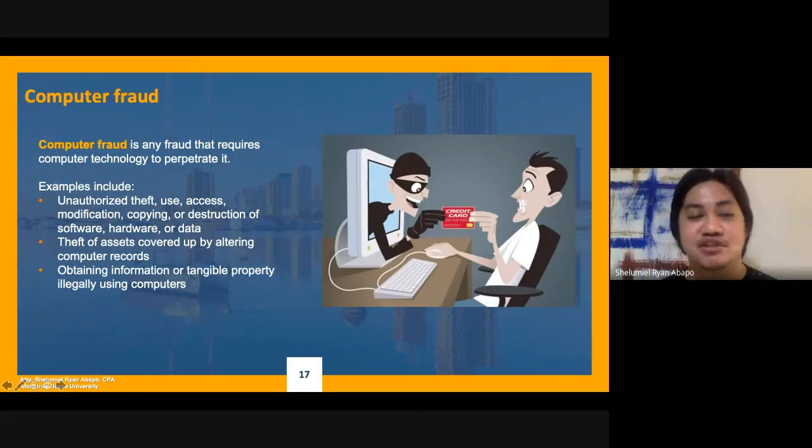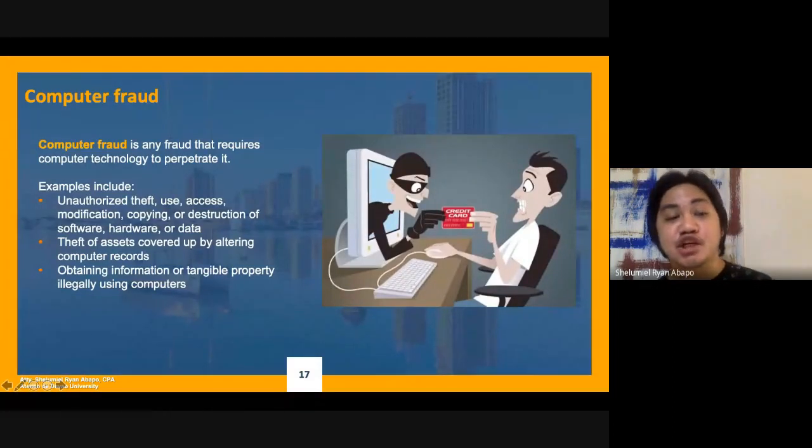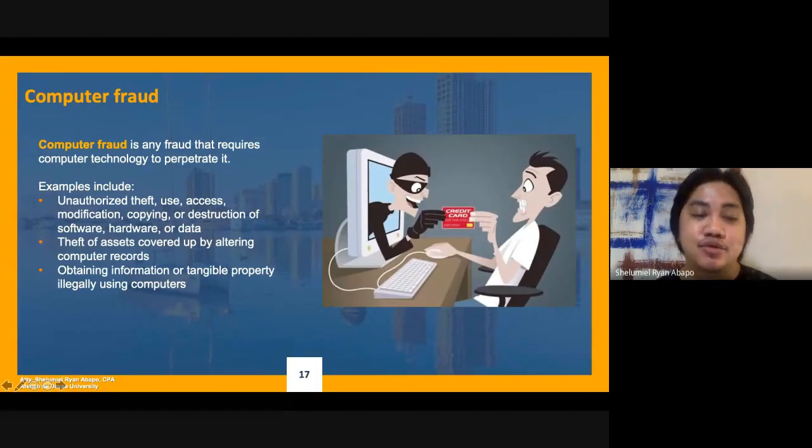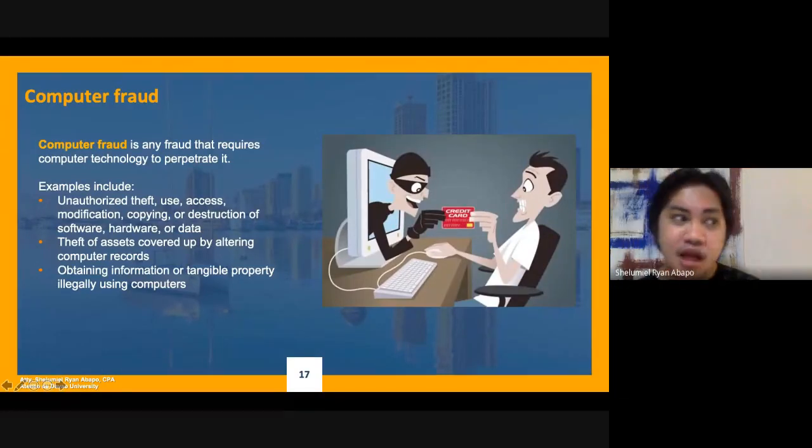But again, that's really just computer fraud at the end of the day. So again, examples of computer fraud would be unauthorized theft or destruction of software or hardware, altering computer records, or obtaining information or tangible property illegally using computers. So makakwalify din as computer fraud yung pagnanakaw ng car details, banking details, which happened to my friend pala.